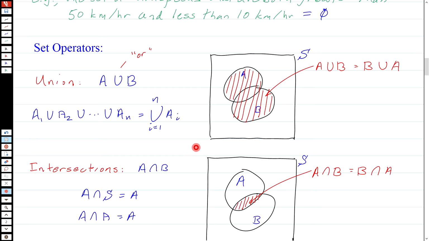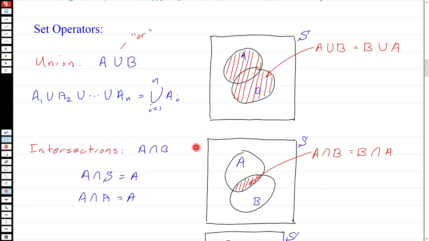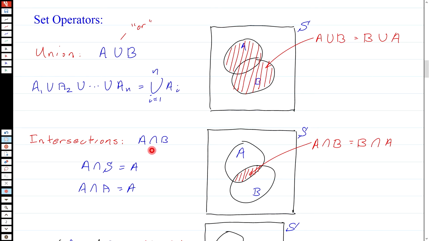So that's a union. The next set operator that we'll consider is intersections, and we write this as A, and this is an upside down U, intersected with B, and this event basically means the word and. This corresponds to the English usage of the word and. A intersection B means the event that A occurred and B occurred at the same time. And it's shown over here on the right-hand side Venn diagram as the space that is contained in both A and B. And of course, A intersection B is the same as B intersection A.